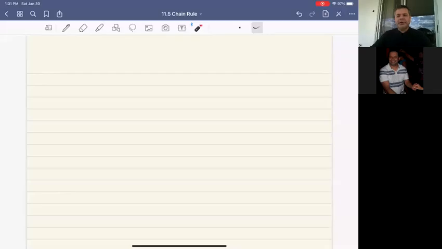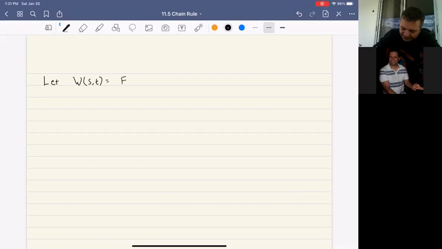All right, so let's go ahead and look at the next sort of problem that we could have. So you might remember these from Calc 1. We math teachers, we love this sort of question. So let's let W of S, T be some function of U and V, where U is some function of S and T, and V is also a function of S and T.